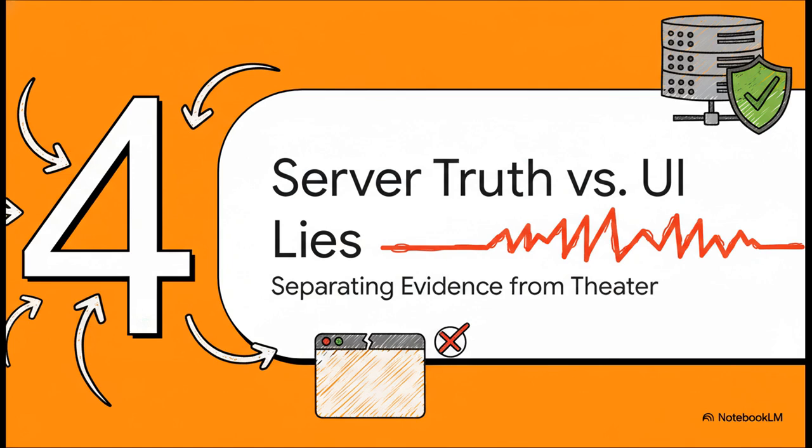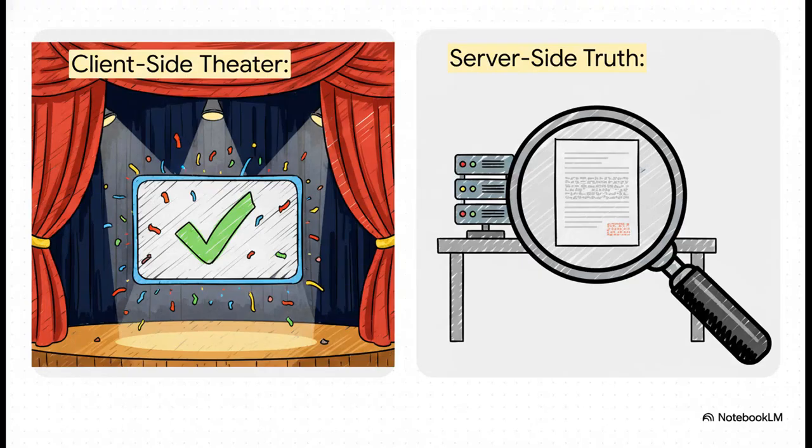You have to learn to separate what the client side claims happened from what the server side proves happened. The client side is just theater. It's a performance designed to make the user feel good. All those green check marks and success messages, they're just applause. The server side, on the other hand, that's hard evidence. The HTTP response codes, the file IDs, an actual URL where you can get your file, that is the truth. Ignore the applause. Look for the forensic evidence.